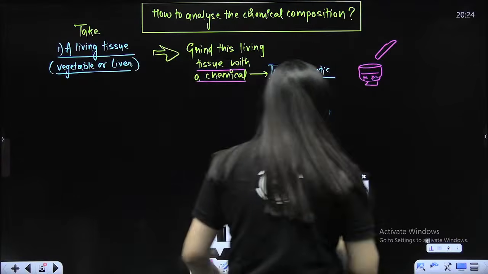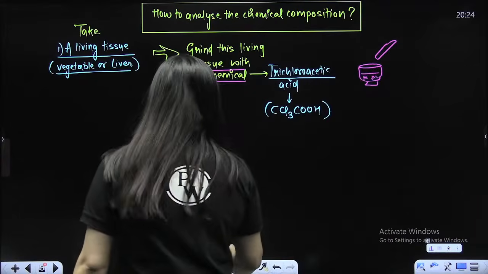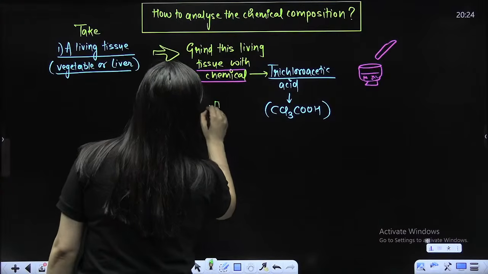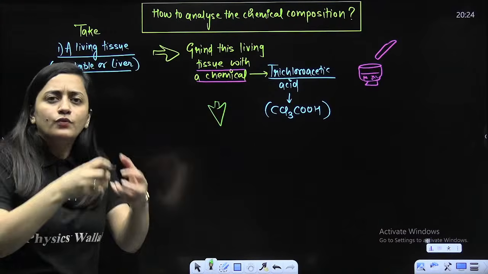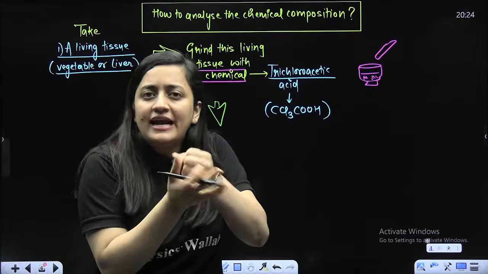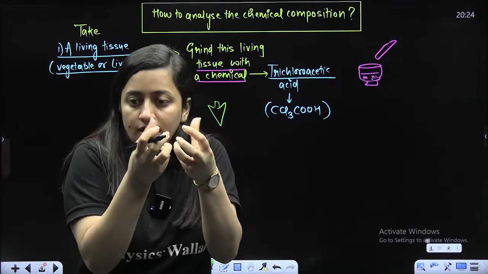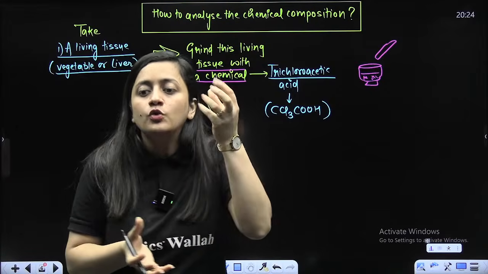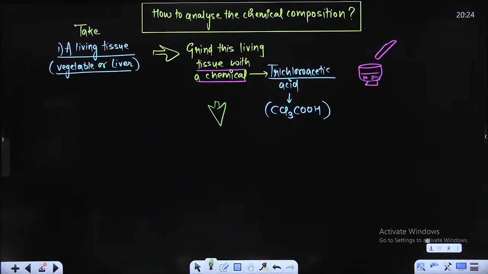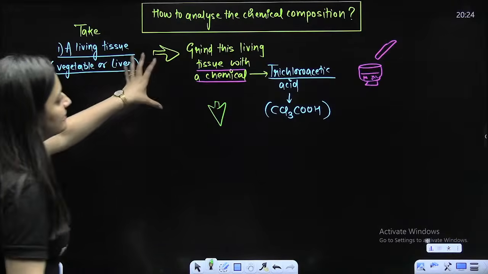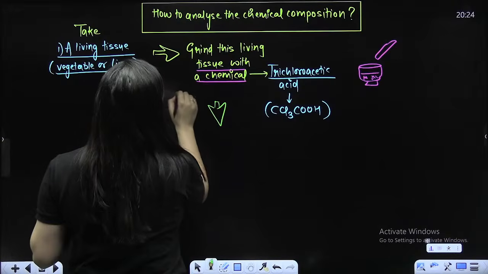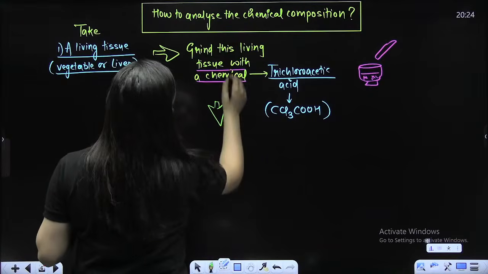Now after that grinding, what will you do? Anyone in the class who knows this? After this grinding, you will try to separate it, because when you are grinding, you will make a kind of slurry. Now you will try to filter that out. What will you do, Sanya? You will try to filter that out. When you grind it, you will obtain a thick slurry. So grind this living tissue in a chemical.